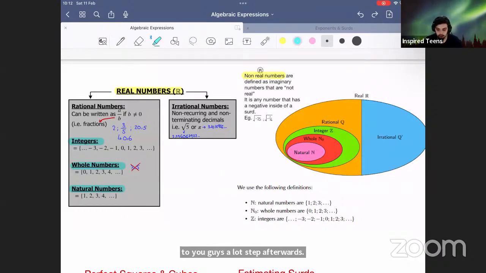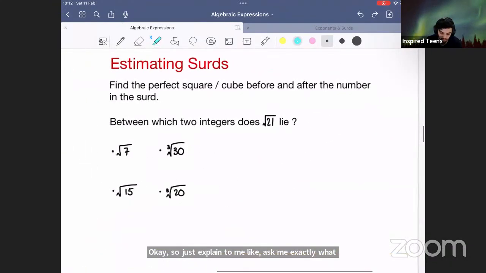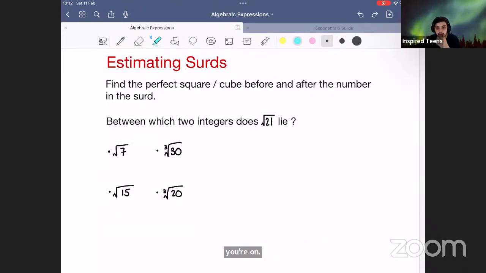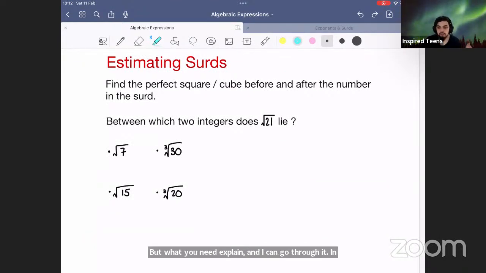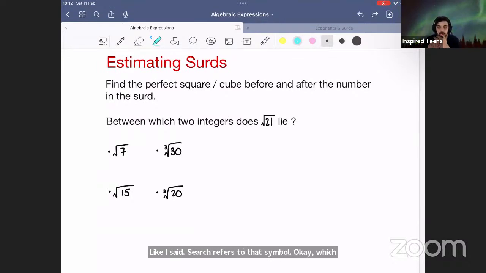Just ask me exactly what you need explained, and I can go through it. In the meantime, I'm going to carry on. Most people call it square roots. That's fine. Like I said, surd refers to that symbol, which is square root, cube root. Are we going to do square binomials? Yes, indeed. Most likely in this lesson.